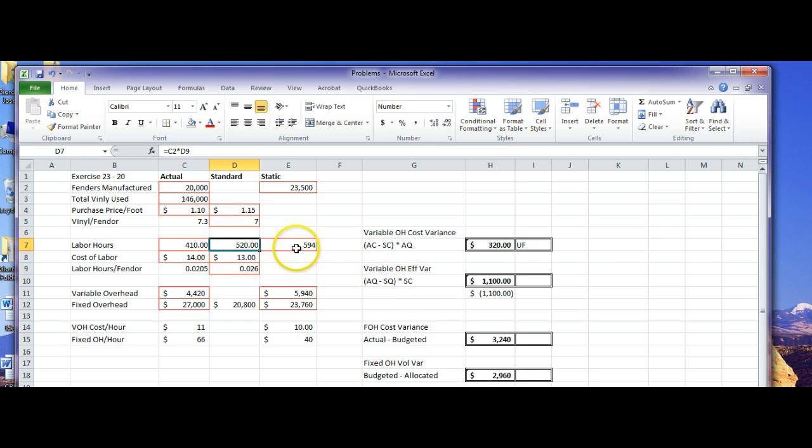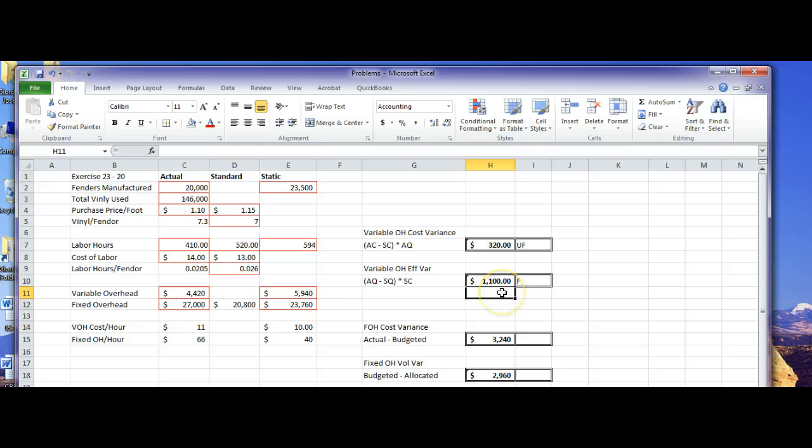Sorry, I'm mumbling. Okay, so here we got to figure out if this is favorable or unfavorable. We got our actual quantity here of 410. We got our standard quantity of 520. We used less than we expected. This number is irrelevant because it's at planned or budgeted hours, whereas here, this number is on actual hours. So we used less than we thought we would, which is good. That would be favorable.